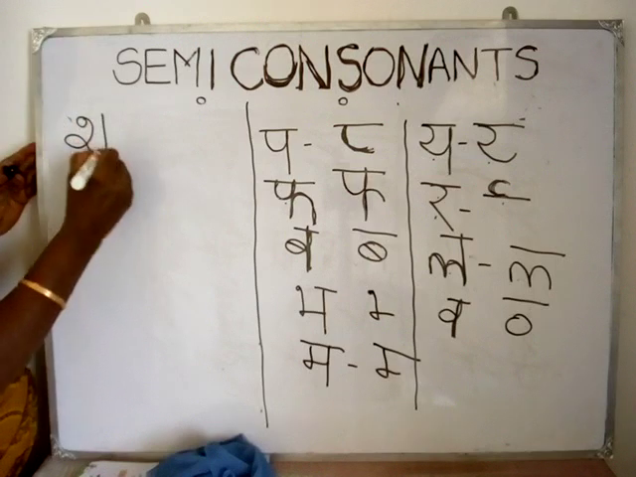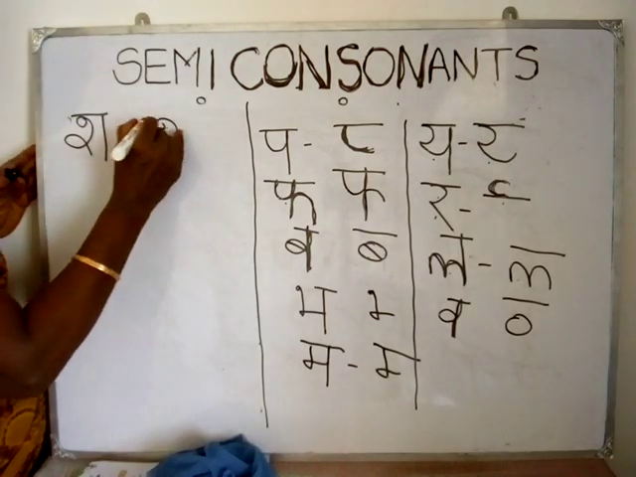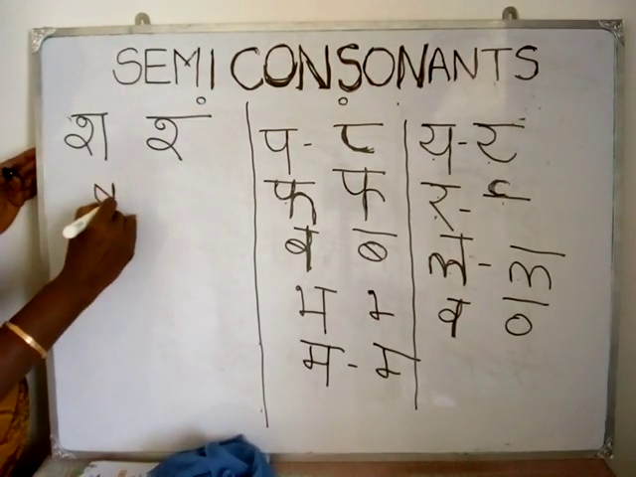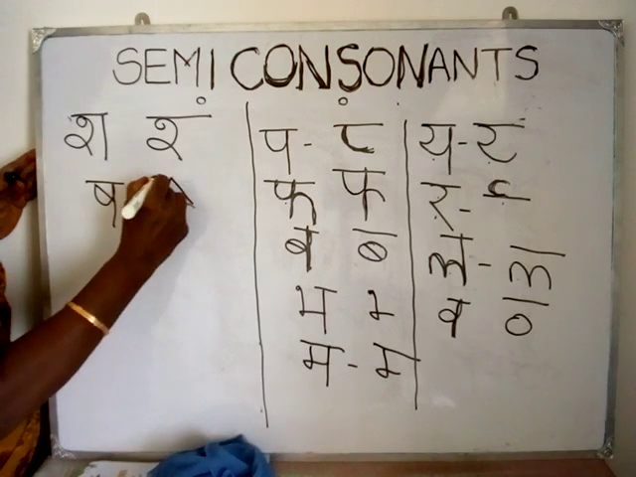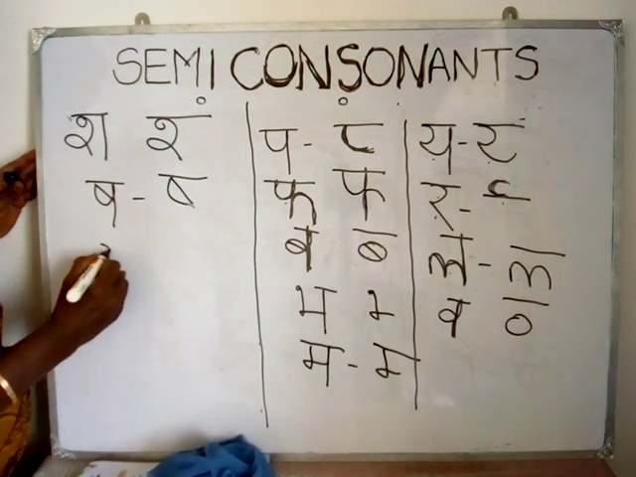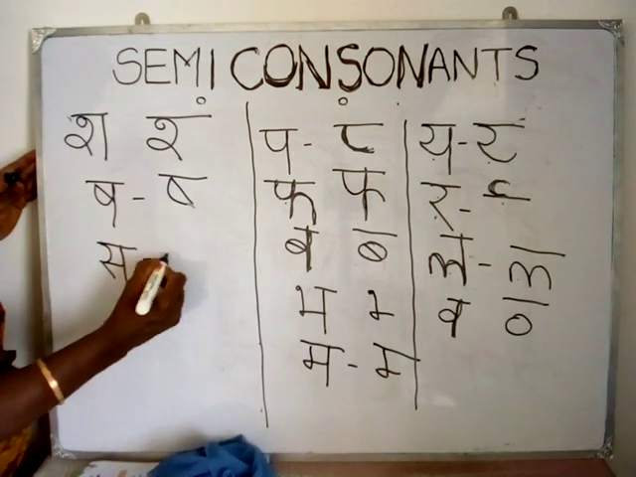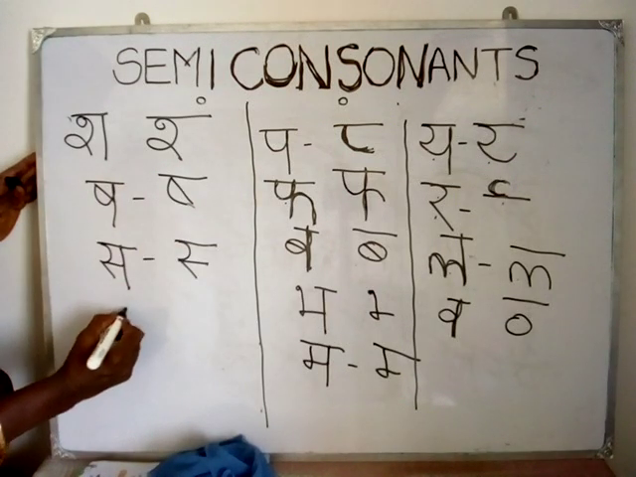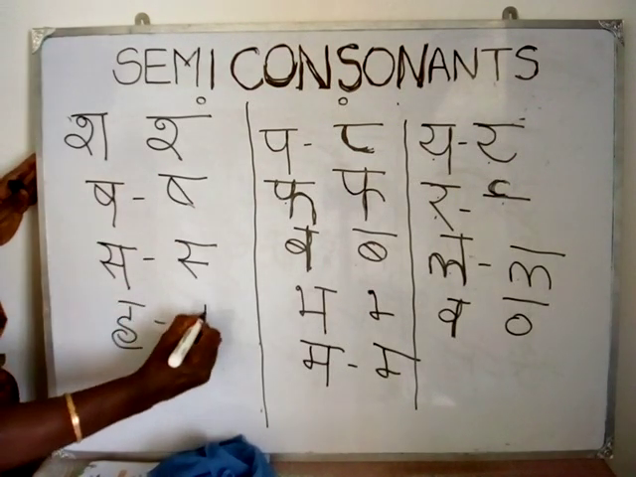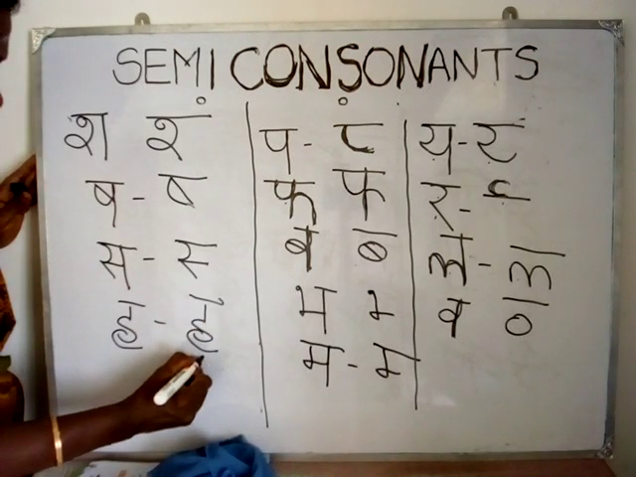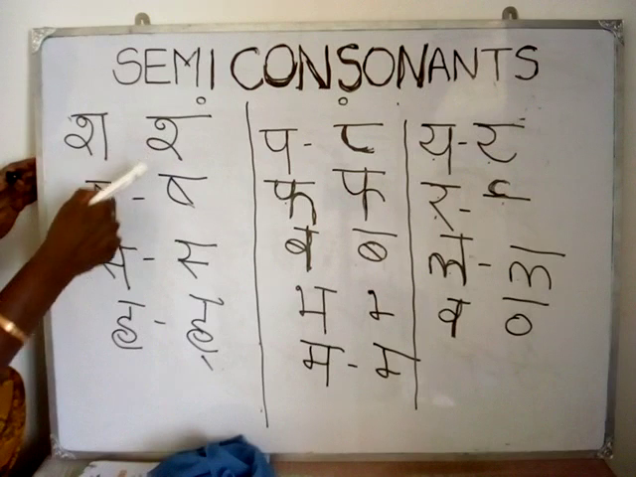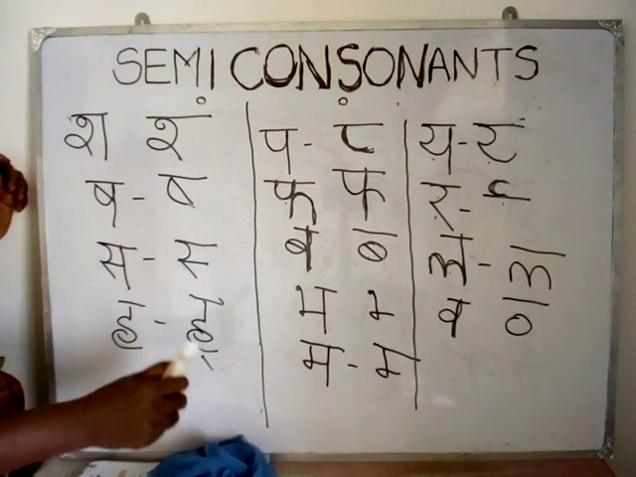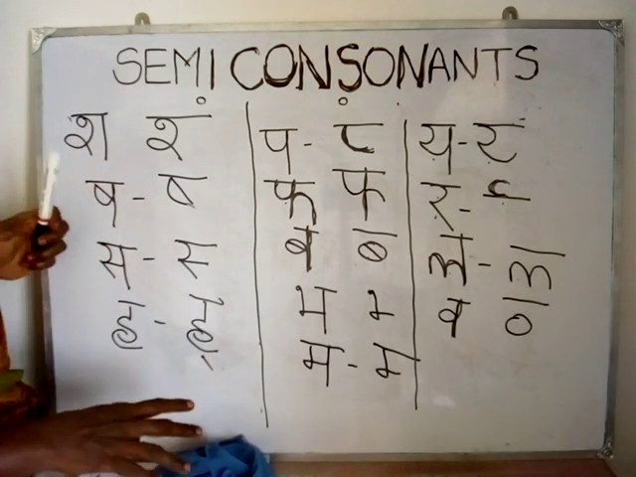This is sha. Sha, you have to remove this line. Sha, ish. Take off this line. This is sa. This is is. You have to take off this line. Ha. Ha, you have to put like this. Sha, ish, sa, is, ha, ih. This is today's homework. Write one time, say and write.